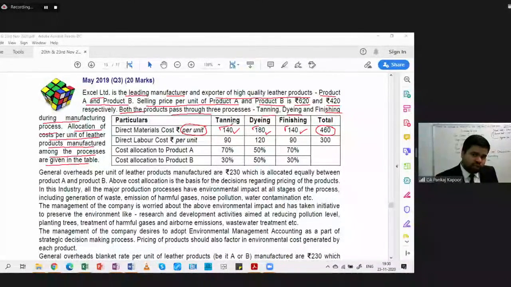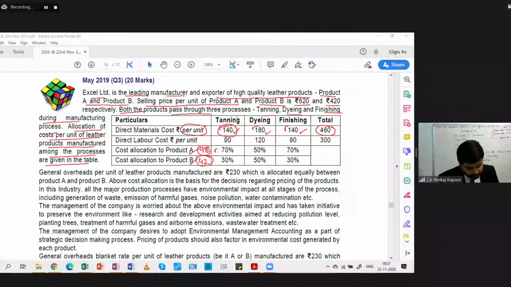But we don't know whether it is applied on product A or on product B. The ratio is given here. 70% of the 140 is applied on A and 30% is applied upon B. So now friends, listen to this very carefully. If in the tanning process I introduce material of 140 rupees, then 70% of 140, which becomes 98, is on account of product A, and 42 rupees on account of product B. I believe this is clear to you.